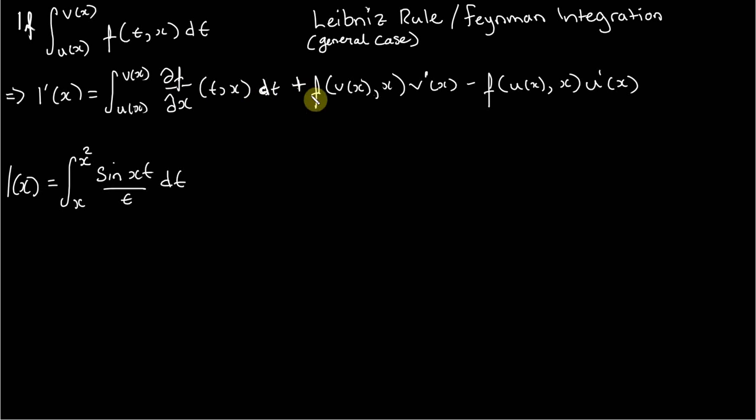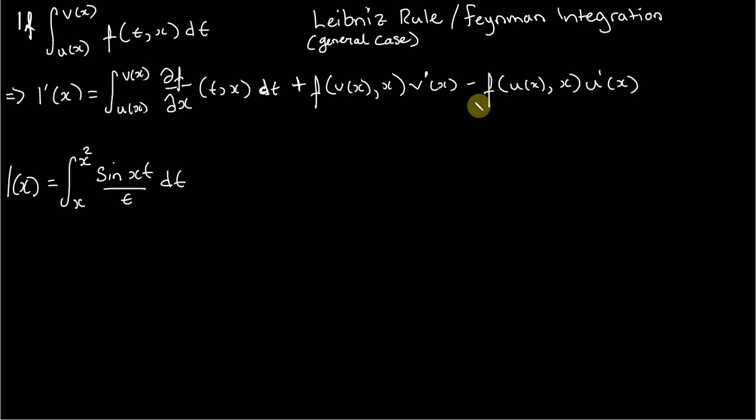But then it follows that we're going to add our f, and notice that we're substituting here. We're substituting t for our upper limit, v(x). So we're just going to substitute that in. And then we're also going to multiply all of this by the derivative of v(x), our upper limit. And likewise here, we're going to subtract f, substituting t for our lower limit, or u(x), and then multiplying that by u'(x).